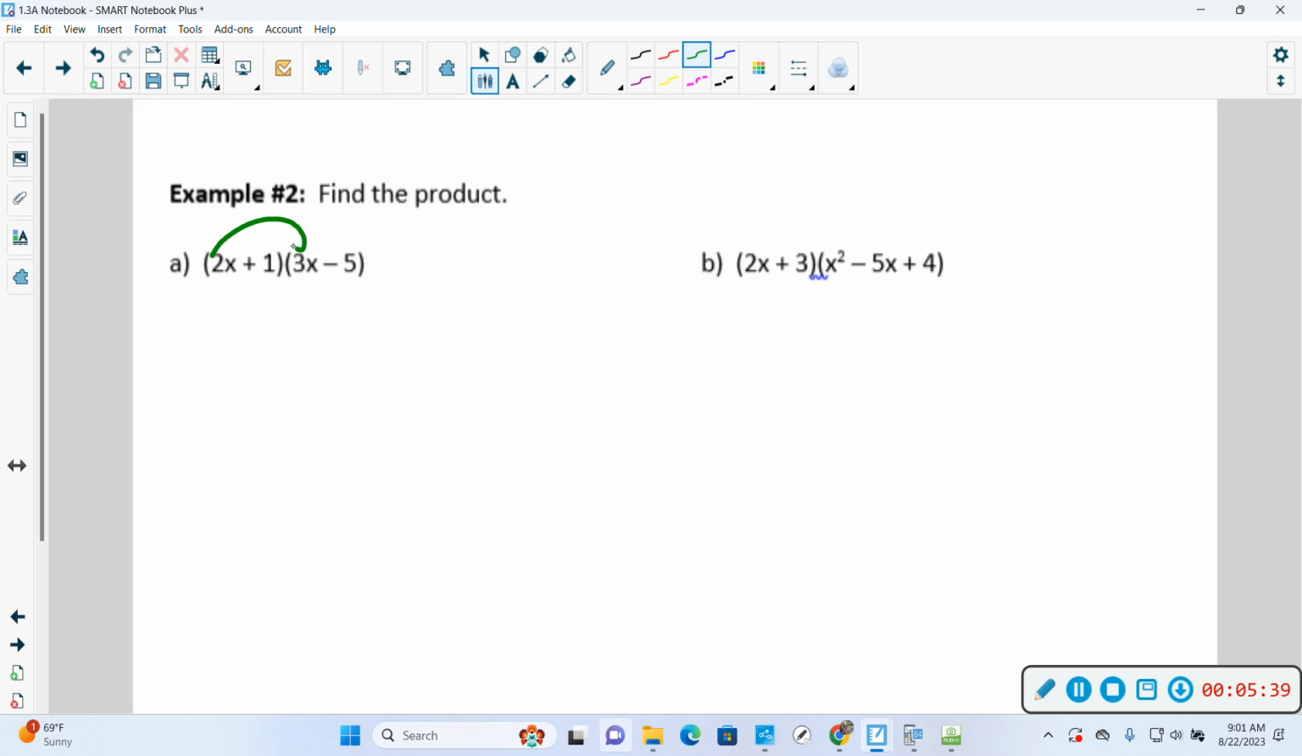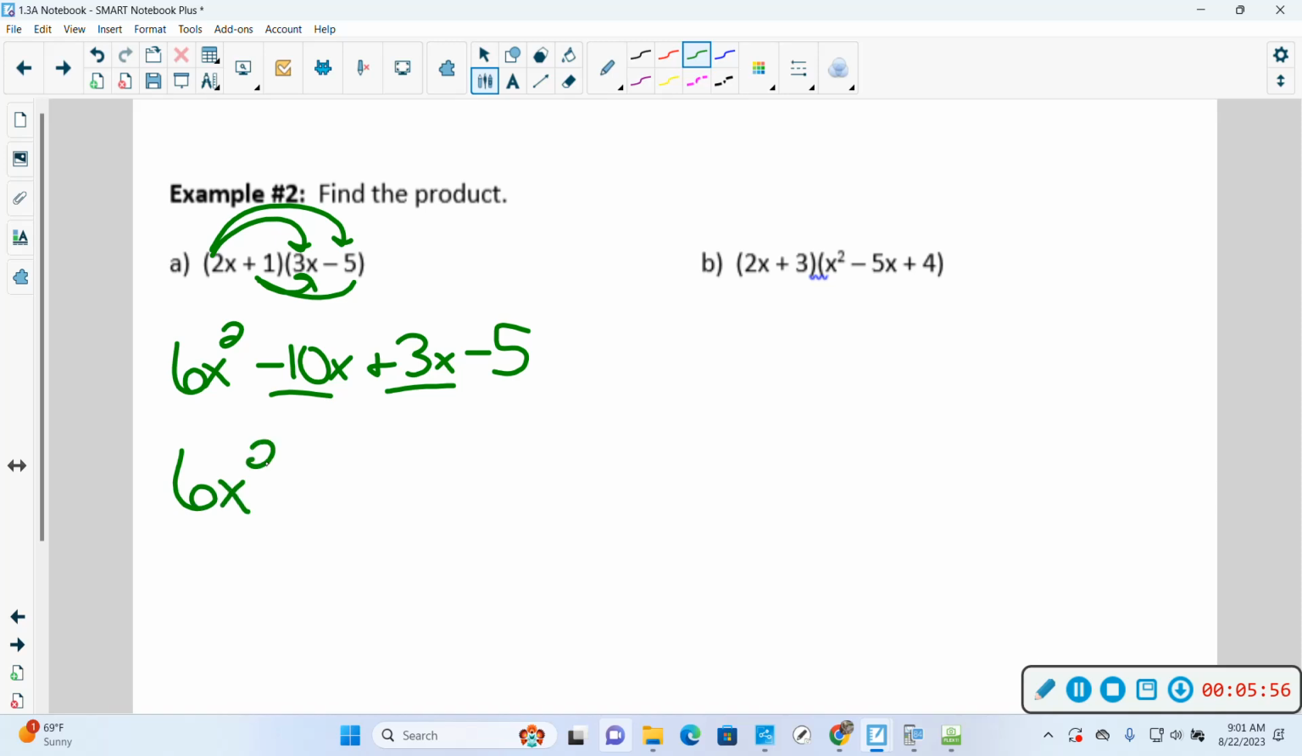So I'm going to do 2x times 3x, 2x times negative 5, 1 times 3x, and 1 times negative 5. All right, combine your like terms. Here we go. Negative 10 plus 3. Got it.